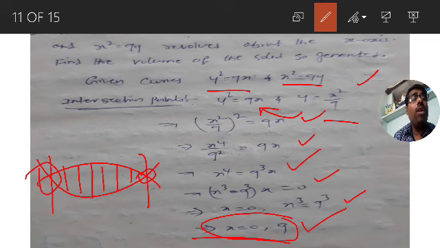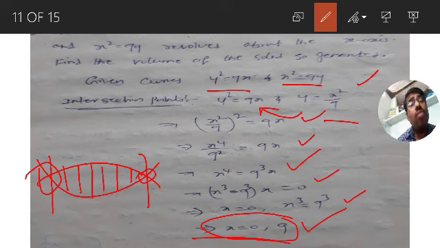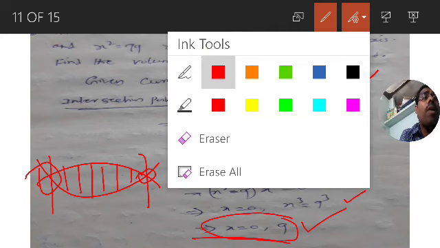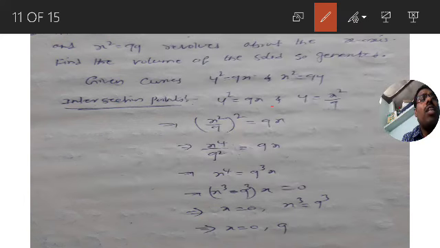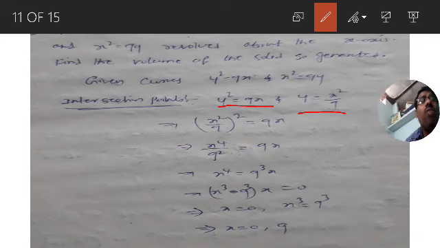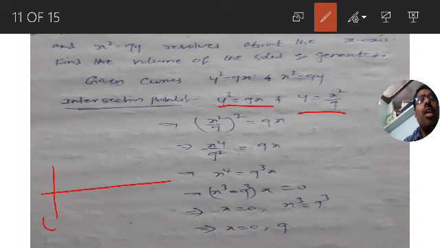Now what is the formula? Volume is equal to integration a to b pi into f of x square minus g of x square dx, where f of x is the upper curve and g of x is the lower curve. We got the limits. Now we need to decide the upper curve and lower curve. Two curves are there. y square is equal to 9x means y is equal to root 9x. The limits are 0 to 9.